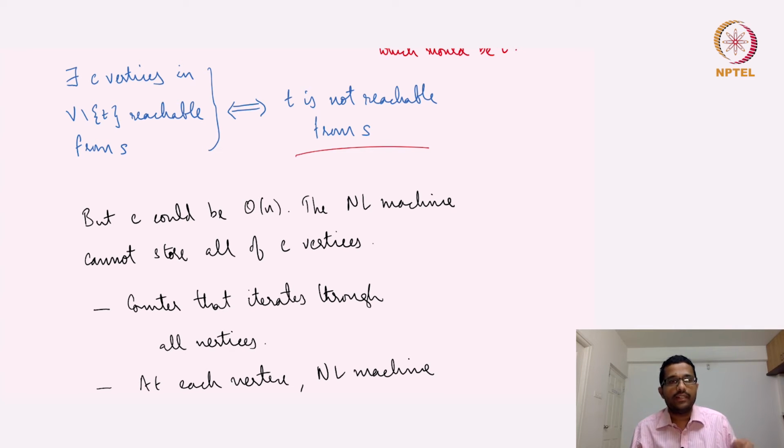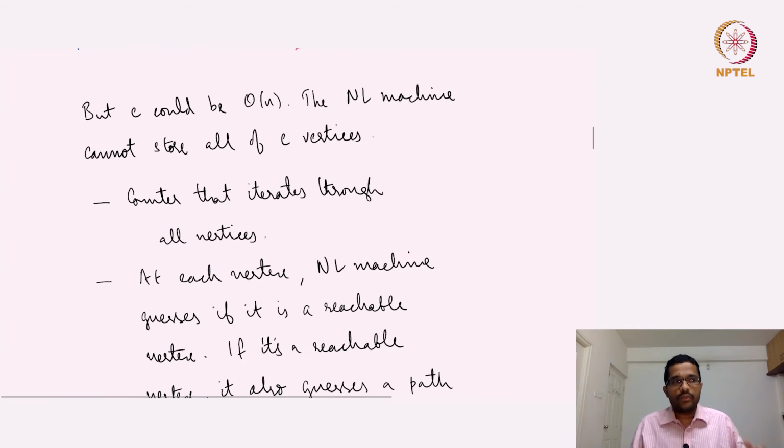This has to be done in a way so that the space usage is carefully maintained, right? So how do we do this? What we will do is we will guess a sequence of vertices, and as and when each one of them is guessed to be a vertex that is reachable from S, we will also complete the verification part.